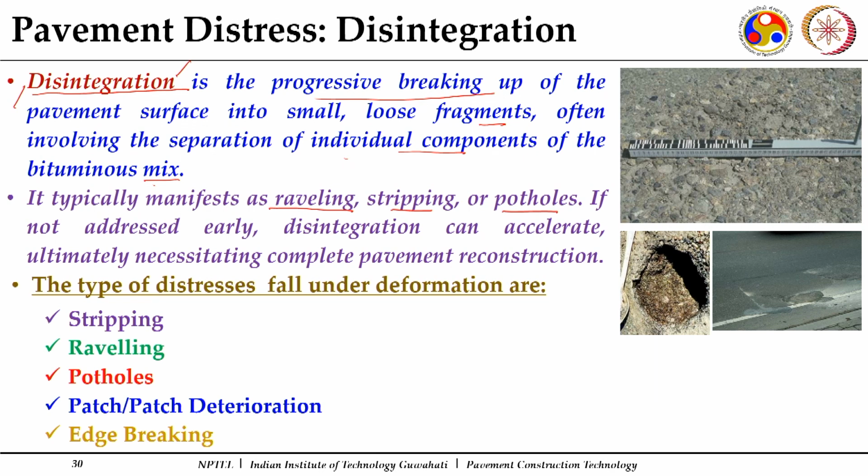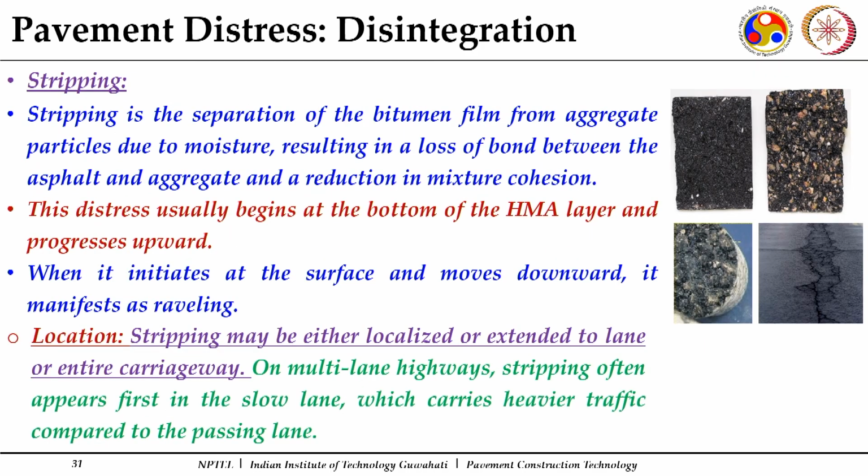Pothole is a very common term which you all might have observed at some moment on a road surface while driving your vehicles. If not addressed early, disintegration can accelerate, ultimately necessitating complete reconstruction. The distresses which come under disintegration are stripping, raveling, pothole, patch repair or patch deterioration, and edge breaking. Stripping, as the word says, something is getting stripped off. So, what is getting stripped off? The binder is getting stripped off from the aggregate surface.